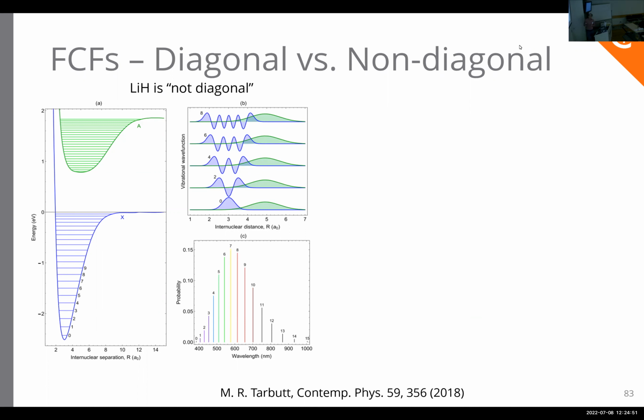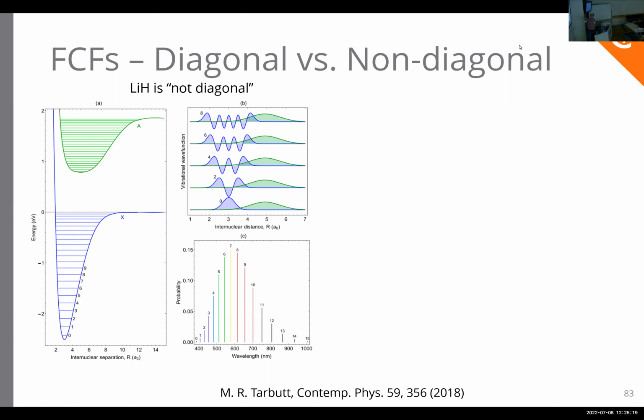Here's an example of a not diagonal transition. Lithium hydride. The ground state looks like this. The excited state looks like this. The potentials look very, very different. So the wave functions look very, very different. And so they all overlap with each other. So if you start in the ground vibrational state of lithium hydride, which has a wave function that looks like this, if you reproject it onto the ground vibrational eigenstates, it's just a big mess. They all overlap with each other.